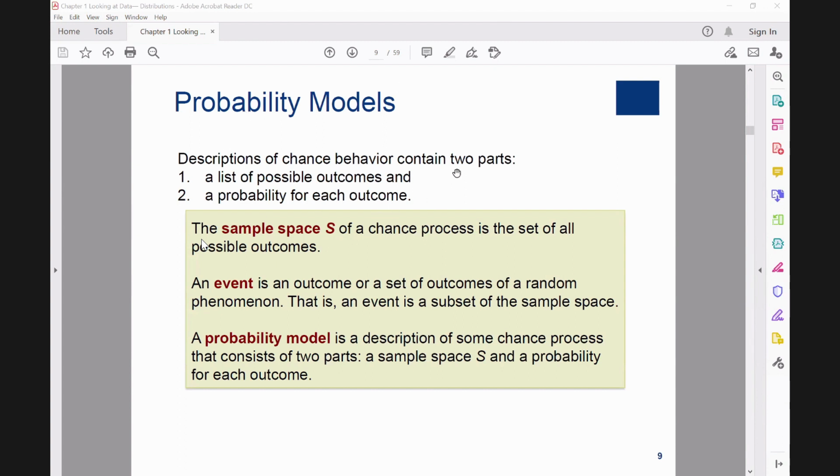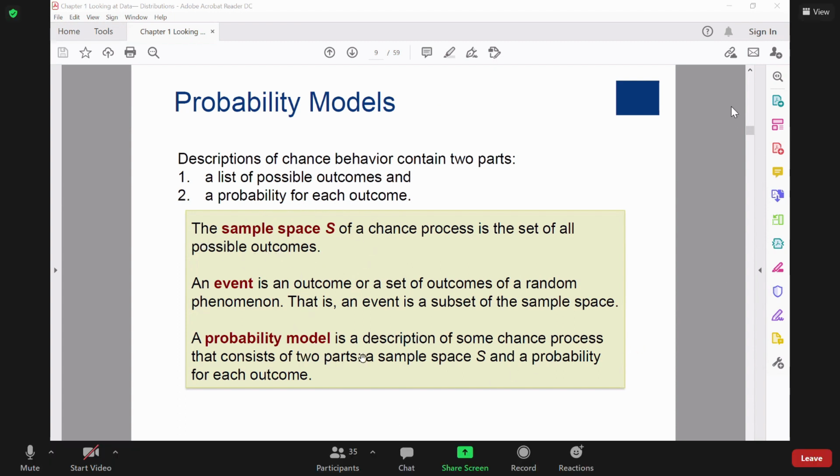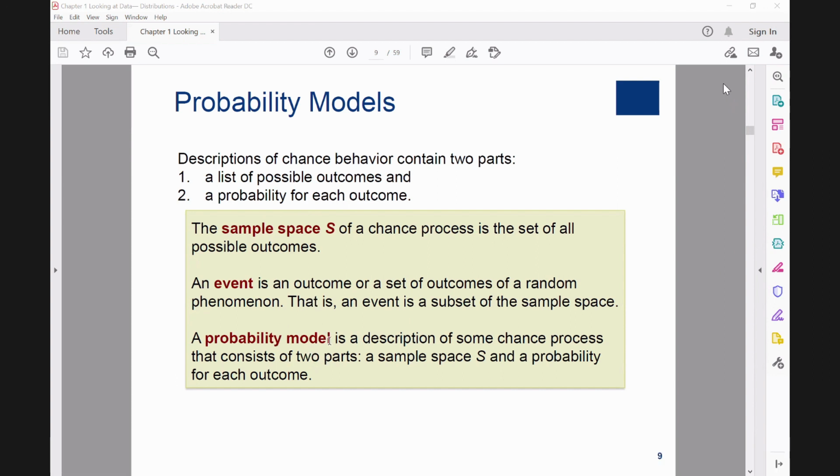Once we have a probability model, that means we have a sample space with all possible outcomes, and we have a probability model. That means for each outcome, we have the related probability. Obviously, since it's a probability, the probability of each outcome is between 0 and 1, and the sum is equal to 1.